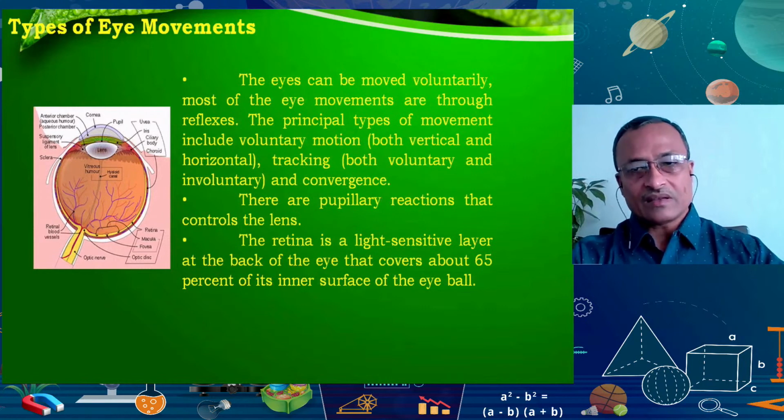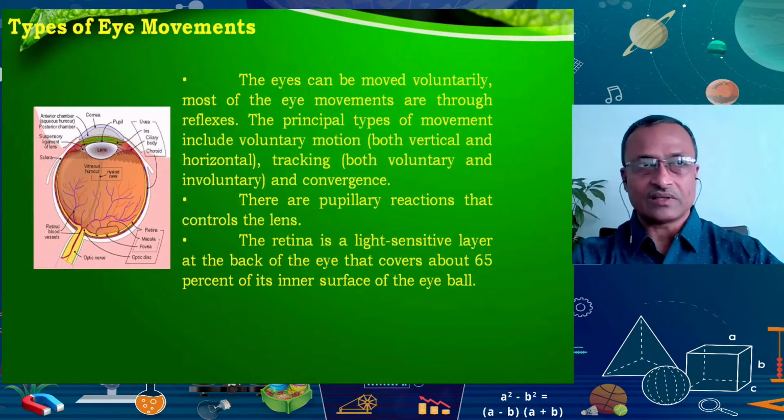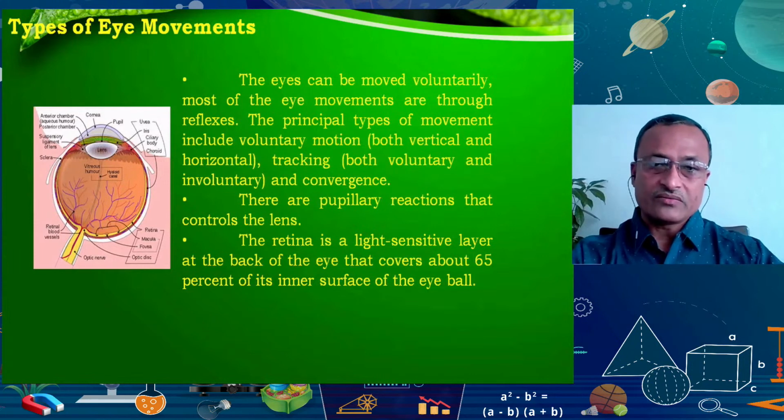Now, the retina is a light-sensitive structure at the back of the eye that covers the maximum portion of the inner surface of the eye. It is one of the important structures where the entire vision formation takes place.